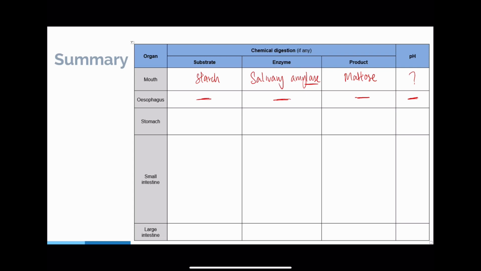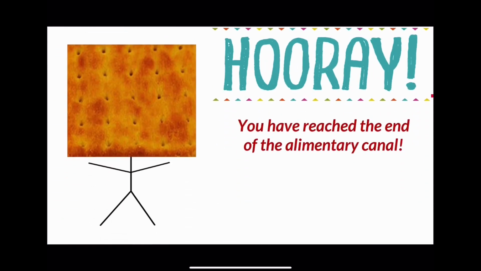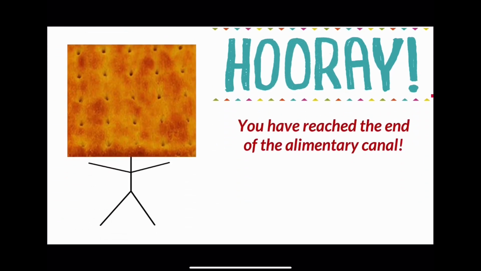For the small intestine itself, you want to make your notes tidier by writing in terms of columns. For example, for fats, what happens? For carbohydrates, what happens? For proteins, what happens? So you'll make your entire notes more organized. There are going to be a lot of enzymes in the small intestine, so it's good for you to categorize them. With that, we have come to the end of the entire digestive canal.